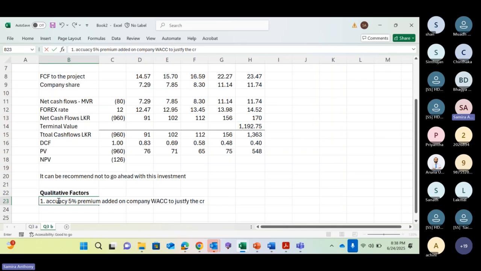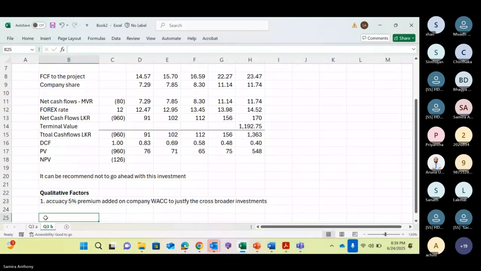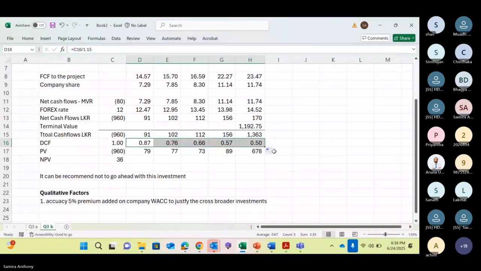This becomes negative since you have discounted by 20%. Is that clear? If you had discounted this by, let's say, 15%, see what happened, right? It becomes positive. Hanifa, can you see this? Yes, sir. Understood. Now, why does it become negative? Since you have added a premium on the WACC to justify that this is a cross-border investment, we are facing additional risk. But the problem is whether it is correct.